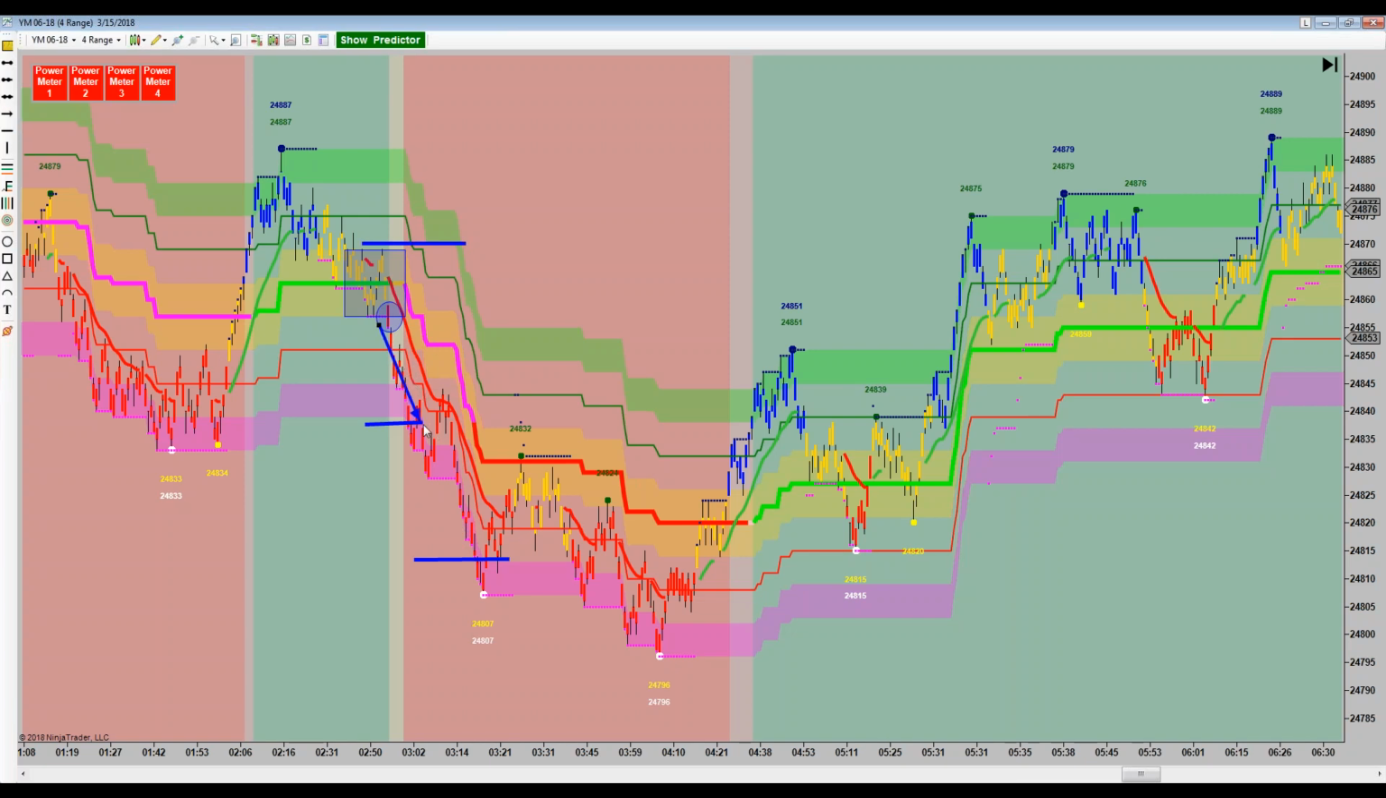It's called OCO, one cancels the other, meaning that once one lot is out of your 2 lot trade, it takes this remaining initial stop down to 1 because you only have 1 contract left, right? And then you can also program it to trail. There's various trail stop features in it where it trails it down, trails it down, trails it down.